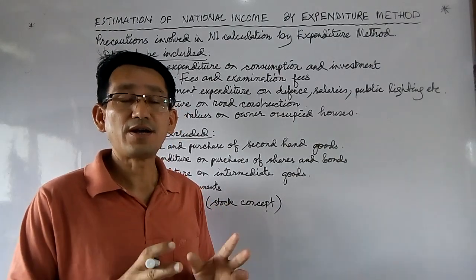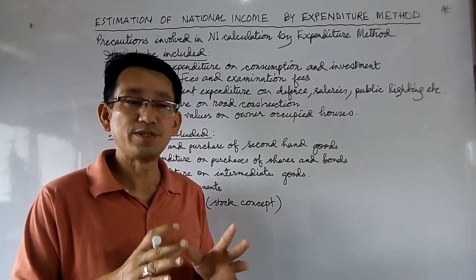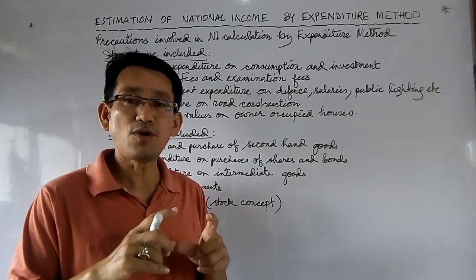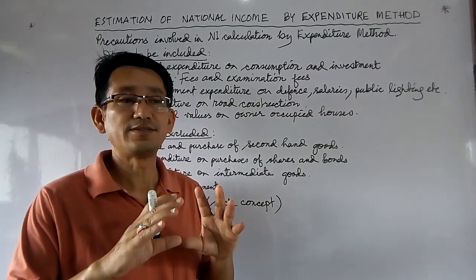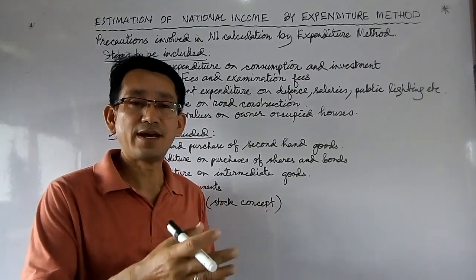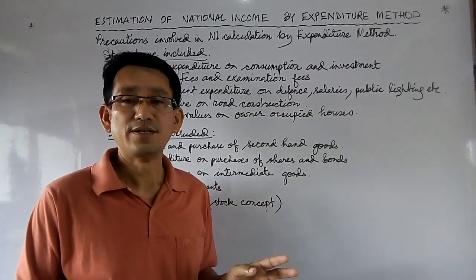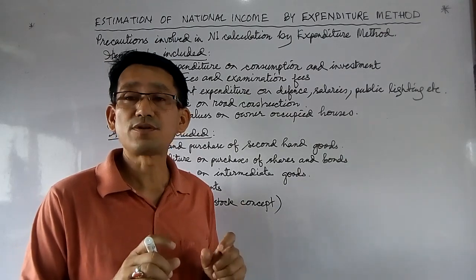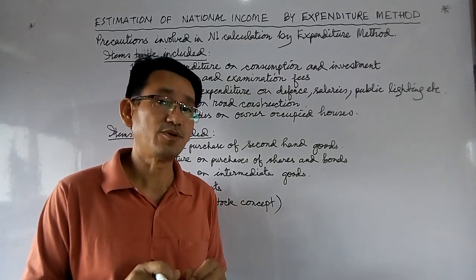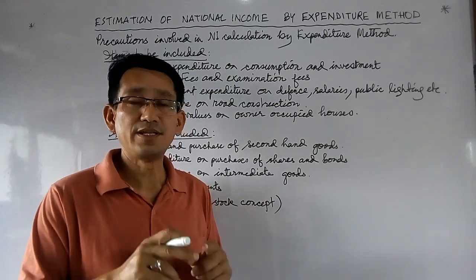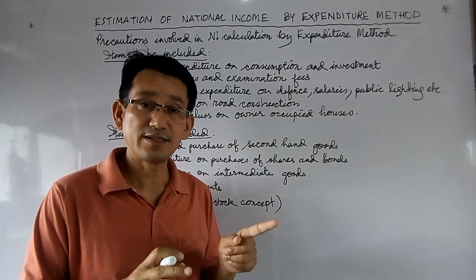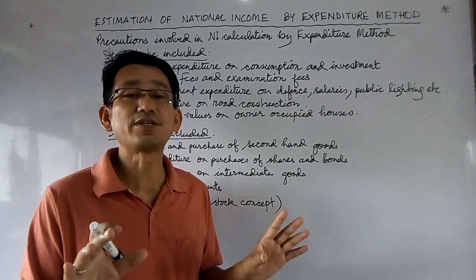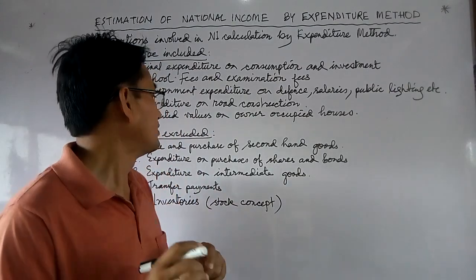It is not a part of the items to be included in the calculation of national income, because of the value of that vehicle or those used items, maybe a fan, a refrigerator or a washing machine. The second-hand value is not counted, because it has already been counted in the year in which these were originally produced. So the value of second-hand goods is not counted in national income.